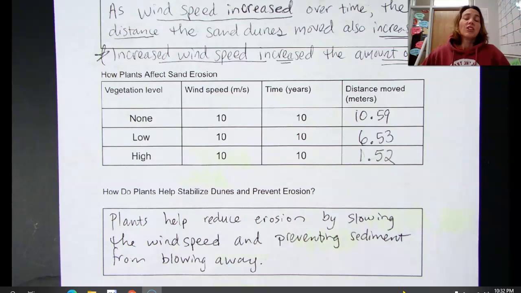So vegetation is important. It plays an important role in reducing erosion, whether it's along rivers or streams or on sand dunes, water and wind. Glaciers, doesn't matter. Okay, so plants help reduce erosion by slowing the wind speed and preventing sediment from blowing away. Big picture. Okay, any questions?